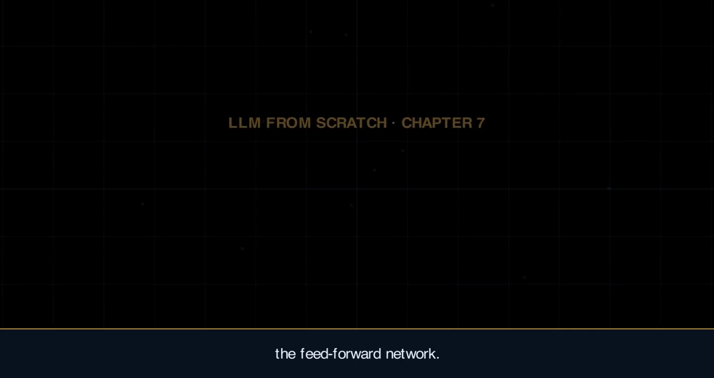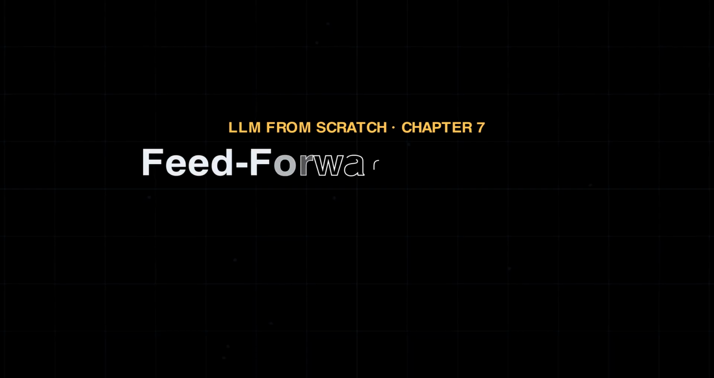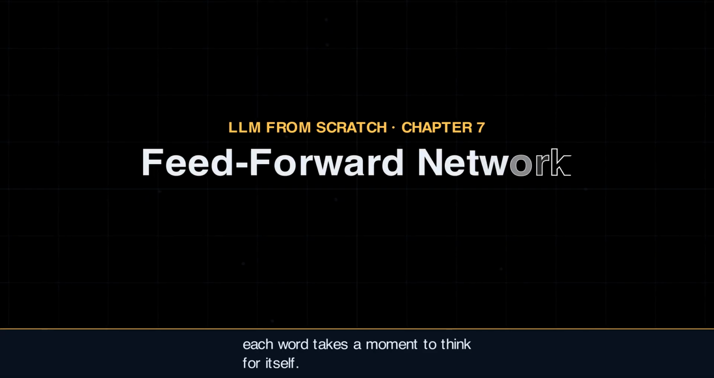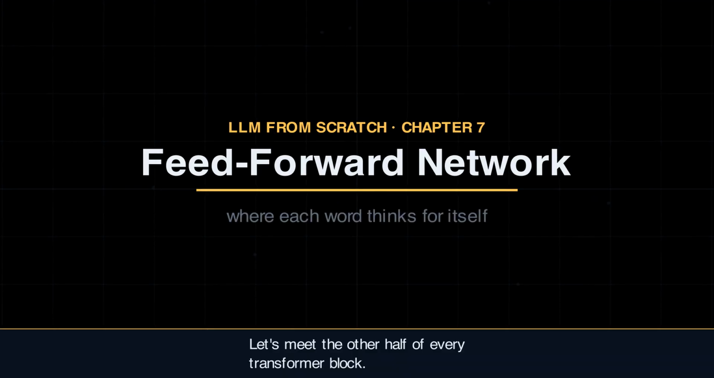Chapter 7: The Feed-Forward Network. Attention let words share information. Now each word takes a moment to think for itself. Let's meet the other half of every transformer block.